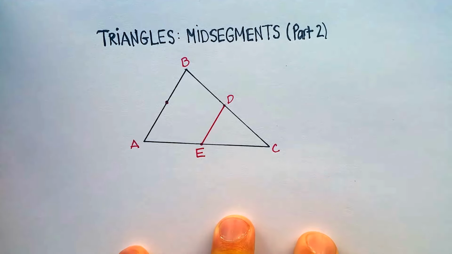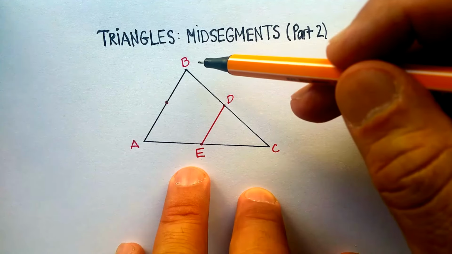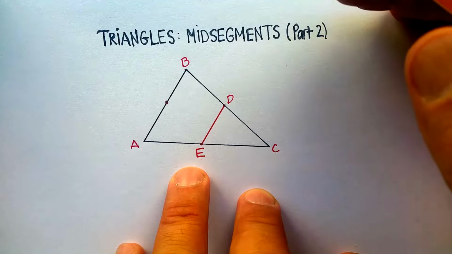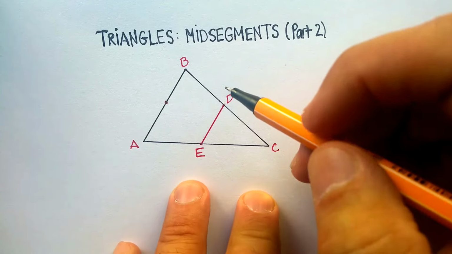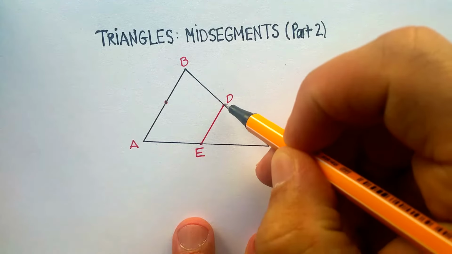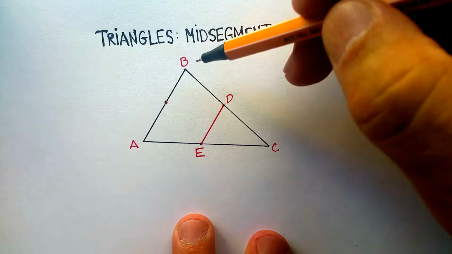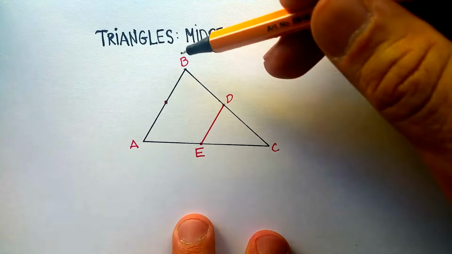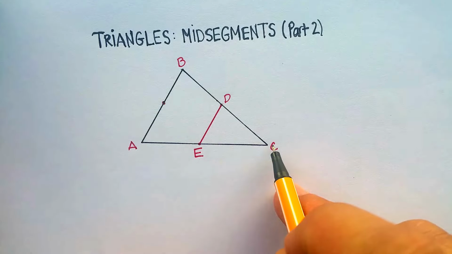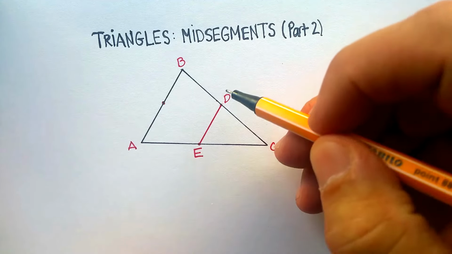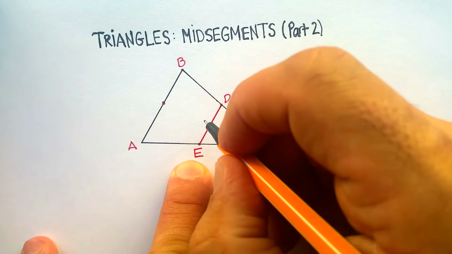Okay, in a previous video we talked about how mid-segments, when you connect up the midpoints of a triangle, have some interesting properties and interesting characteristics that you can infer from that. In part 1, we talked about how if you connect up the midpoints, like DE, where point D is the midpoint of line segment BC, and point E is the midpoint of line segment AC.